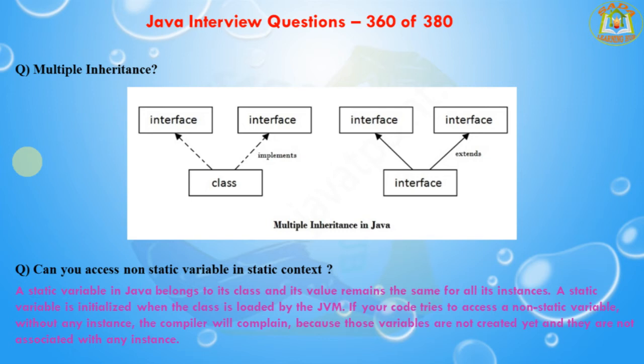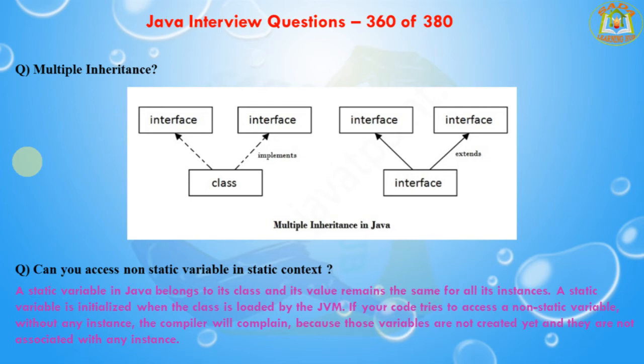If your code tries to access a non-static variable without any instance, the compiler will complain because these variables are not created and they are not associated with any instances. Finally, a static variable in Java belongs to its class and its value remains the same for all instances.